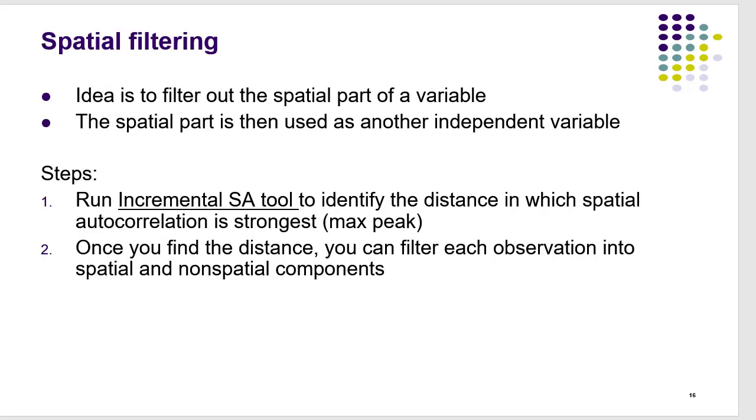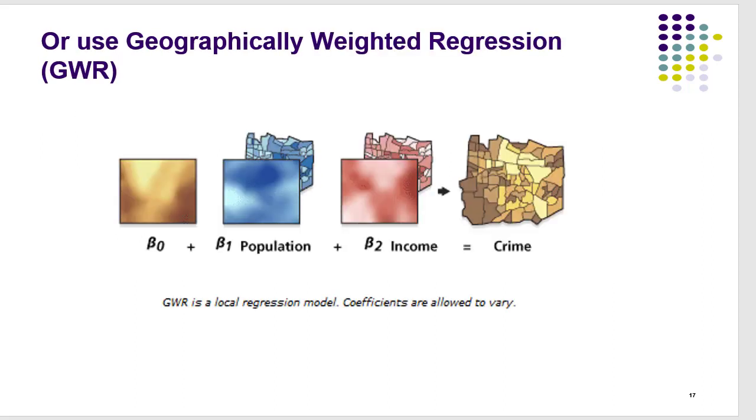Spatial filtering is another option. The idea is to filter out the spatial part of the variable. So you essentially try to remove the spatial part of the variable and then rerun the model, and hopefully you get better results. The process for this spatial filtering is you can go back and run that incremental spatial autocorrelation tool to identify the distance at which that spatial autocorrelation is strongest, the maximum peak, not the first peak, but the maximum peak. Once you find that distance, you can then filter each observation into spatial and non-spatial components. So you essentially are creating two different kinds of dependent variable data sets in which to create your model.